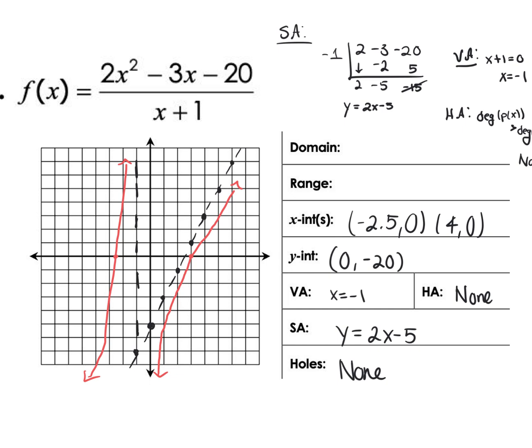And then for our domain and range, the domain is negative infinity to our vertical asymptote, which is negative 1, and then negative 1 to infinity. And then our range is negative infinity to infinity because we don't have a horizontal asymptote.